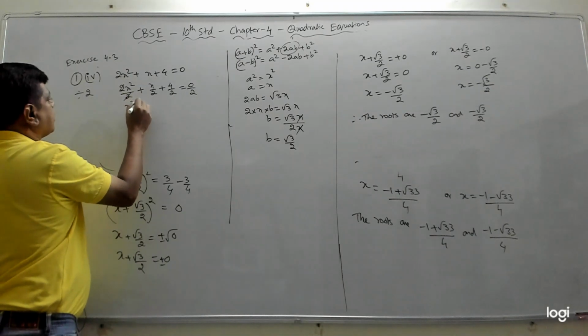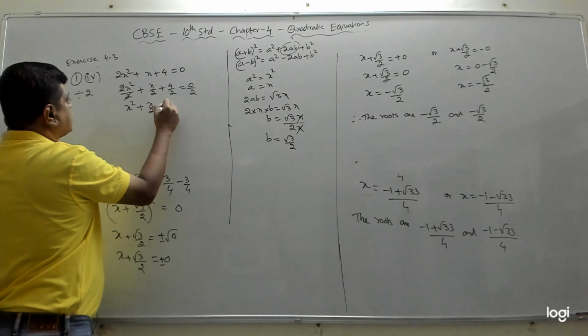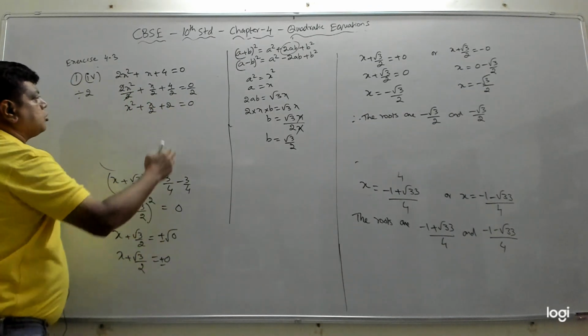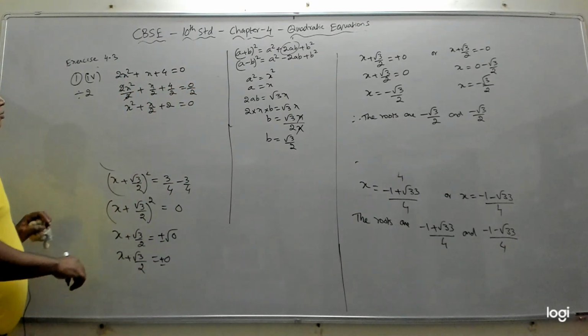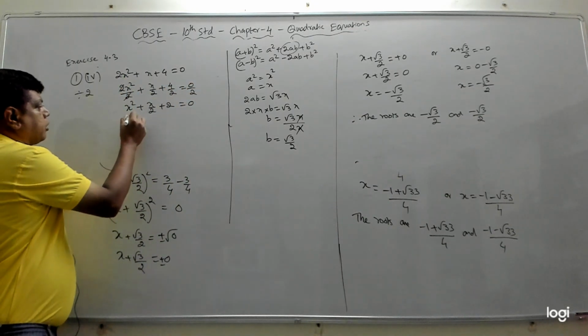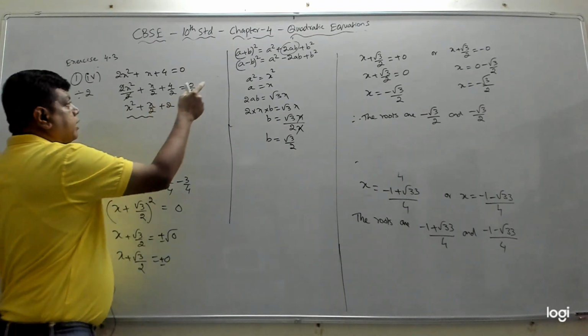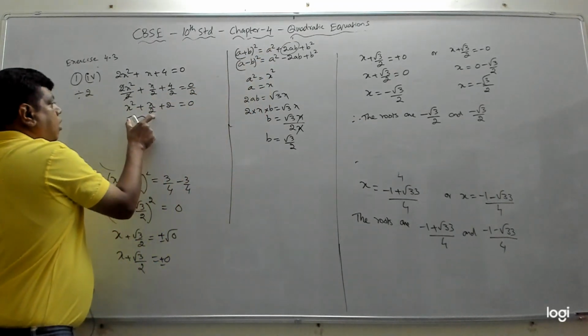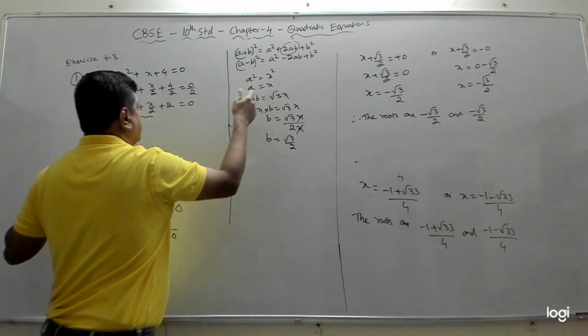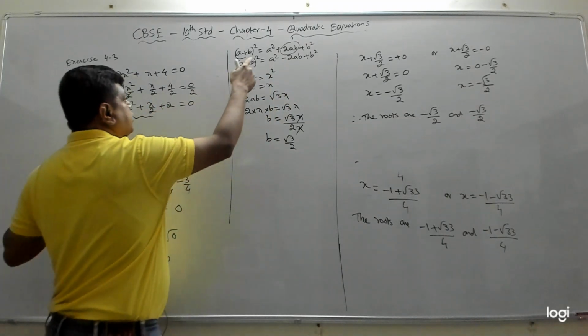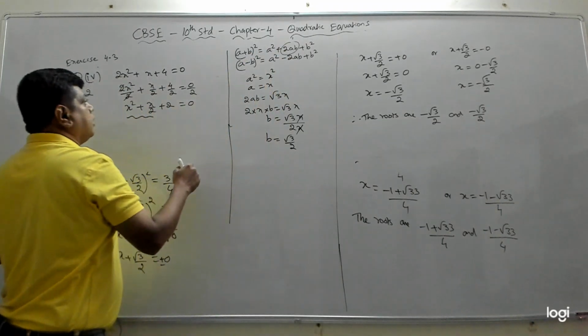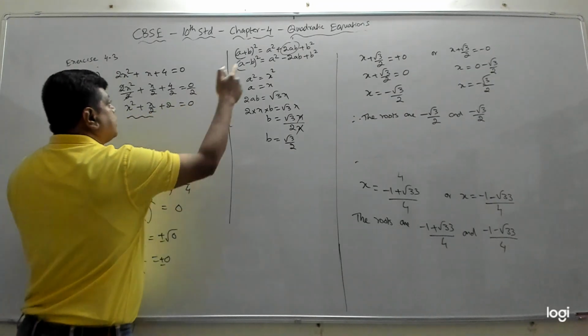You get x square plus x by 2 plus 2 equal to 0. 0 by 2 is 0, 4 by 2 is 2. Now again we have to check these two terms, whether they look like a square plus 2ab or a square minus 2ab. Here there is a plus, so it means it looks like a square plus 2ab. Now compare these two terms with these two terms.